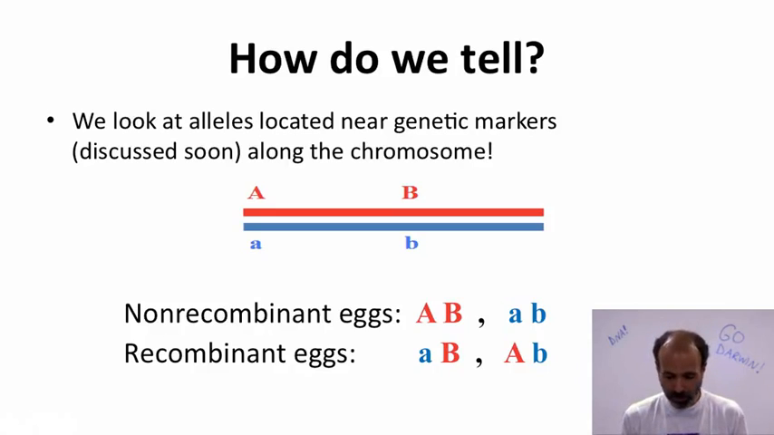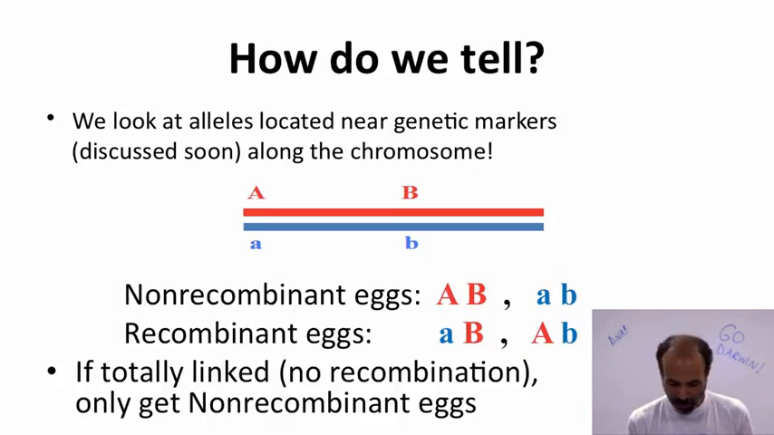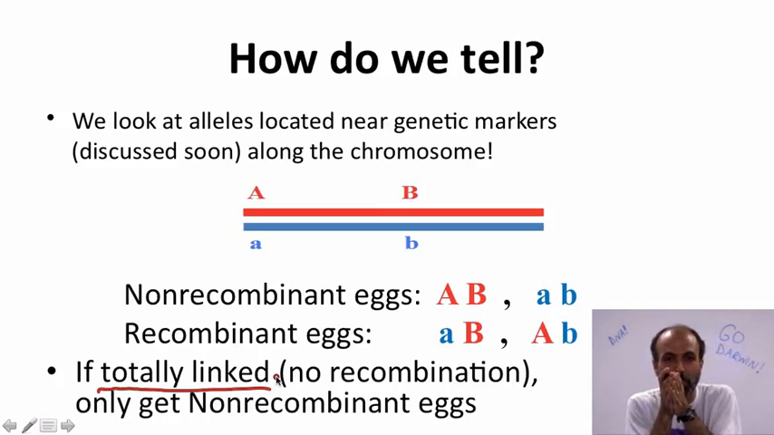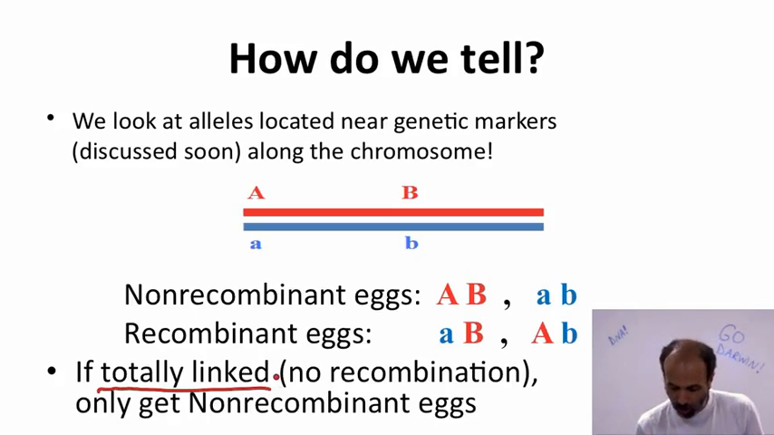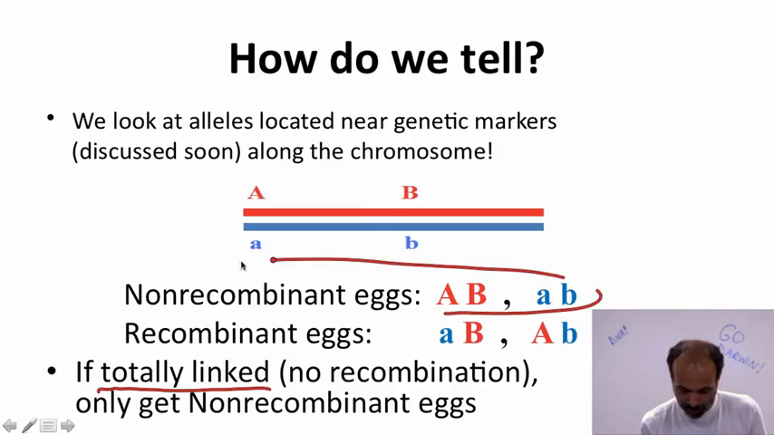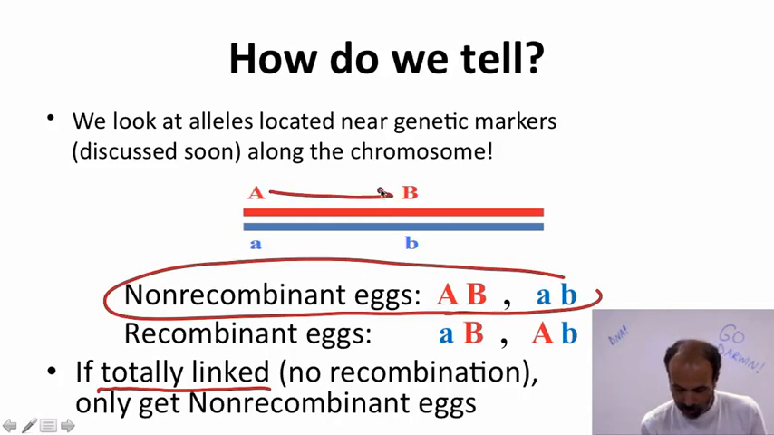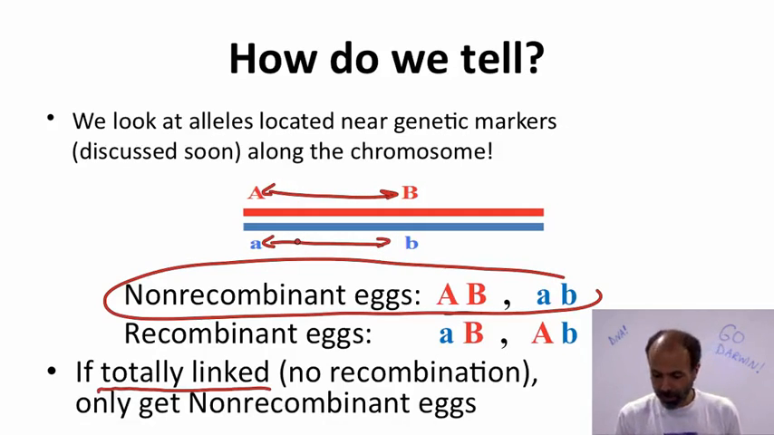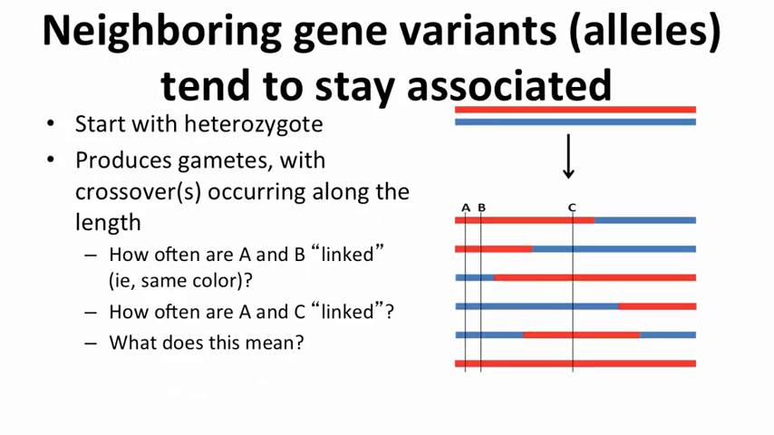In fact, let's say, for example, the A and B genes were right next to each other, basically stuck together. At that point, you refer to them as being totally linked. They're linked together, so that if you get the big A, you're always going to get the big B. If you get the little a, you'll always get the little b. If that was true, then you would only get these non-recombinant eggs, right? If basically these two things were glued together, then you would only get non-recombinant eggs. And what tends to happen is neighboring gene variants, or alleles, tend to stay associated.